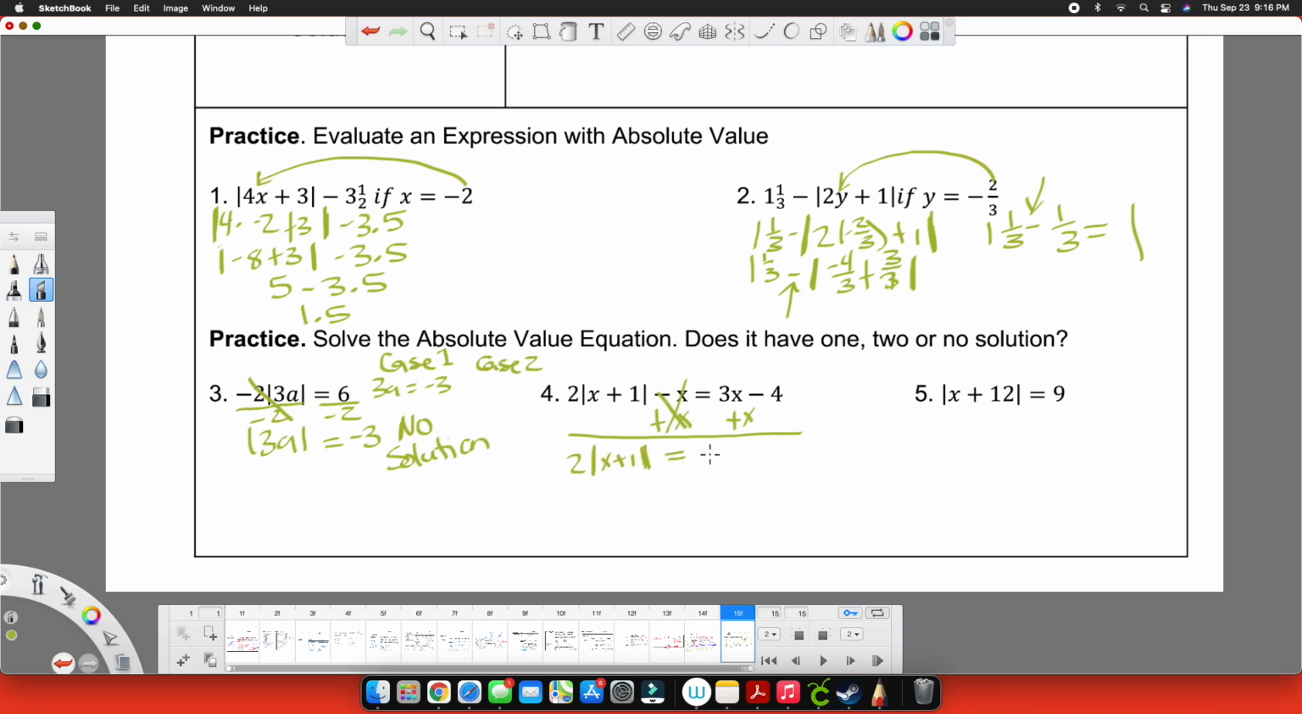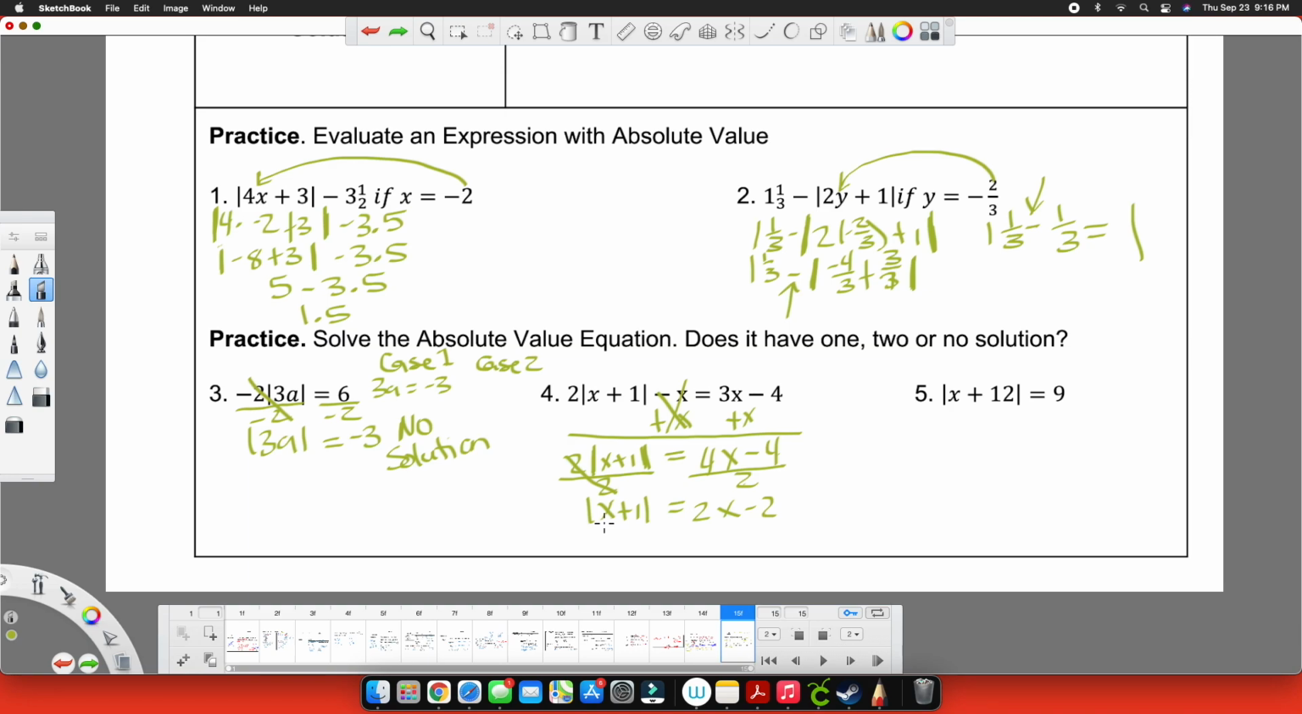4x minus 4. Now I'm going to divide by 2 because I want to remove that as well. And I have x plus 1, absolute value equals 4 divided by 2 is 2. Sorry, negative 4 divided by 2 is negative 2. Remember, we're dividing both pieces, not just one or the other, both. Everything is divided by 2. All right, so now I've isolated my absolute value, and I can write my case 1 and my case 2.